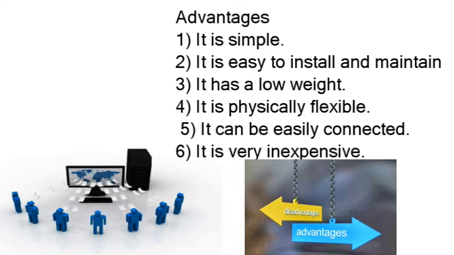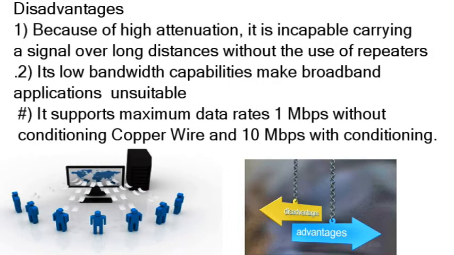Now coming to the disadvantages. Because of high attenuation, it is incapable of carrying a signal over long distances without the use of repeaters. It has low bandwidth capabilities, making it unsuitable for broadband applications. It supports a maximum data rate of 1 Mbps without conditioning and 10 Mbps with conditioning. So these are some of the disadvantages.